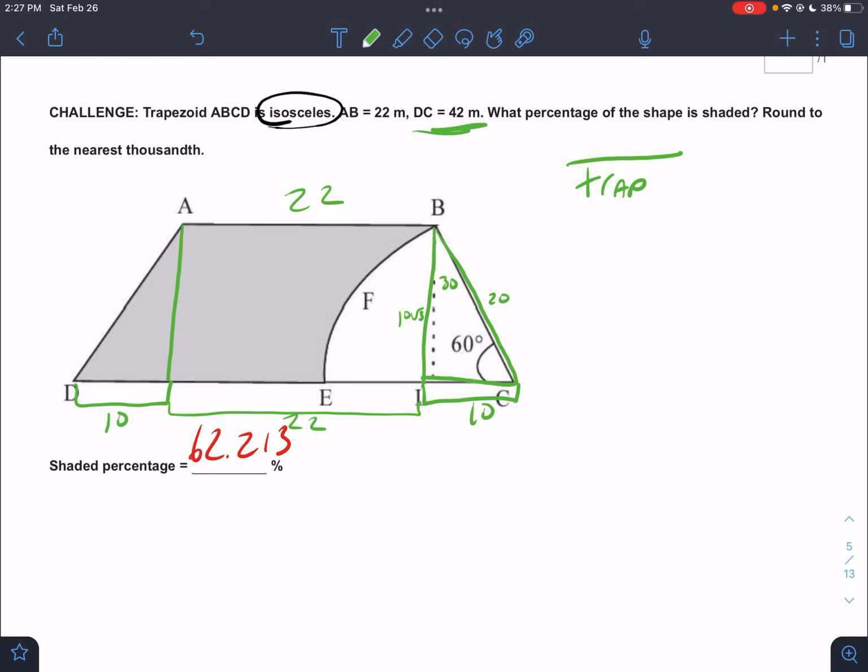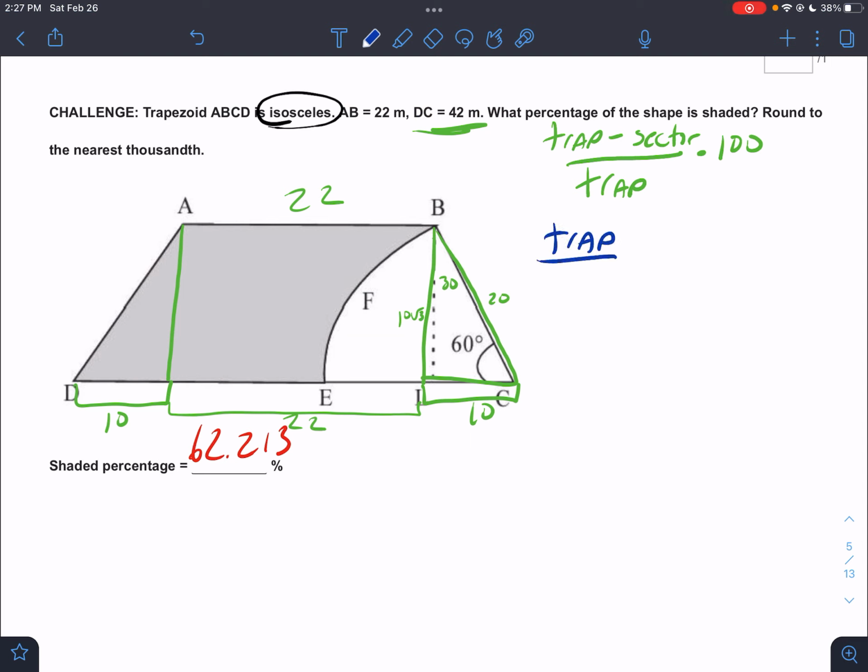To get just the shaded part, though, we would have to take the area of the trapezoid and subtract the area of that sector. It's the whole thing minus the white would equal the shaded. And don't forget to multiply by 100. So that's the plan. So let's execute the plan. Let's find the area of the trapezoid. We can do that right now.